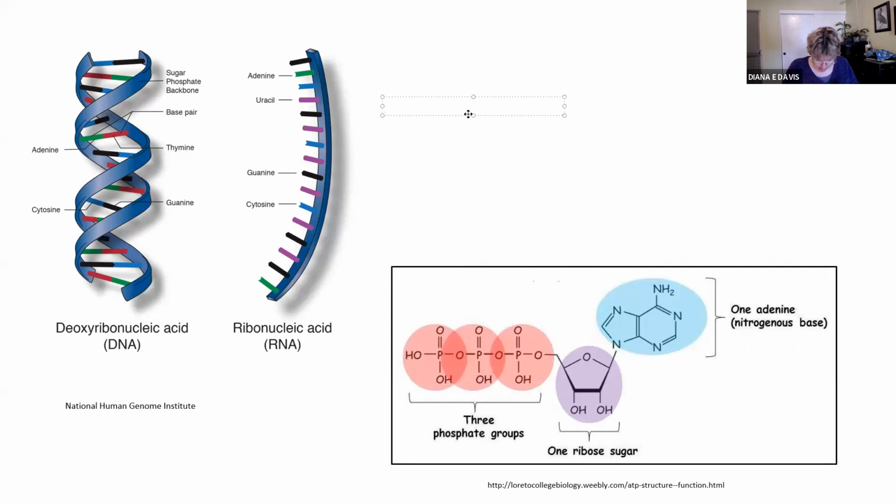We have to talk a little bit about nucleic acids. This is a biological molecule or a macromolecule made of nucleotides. And most of this is going to be DNA, RNA, ATP, but there are a few other small molecules that are made of nucleotides.